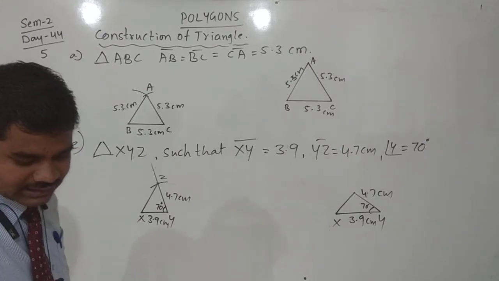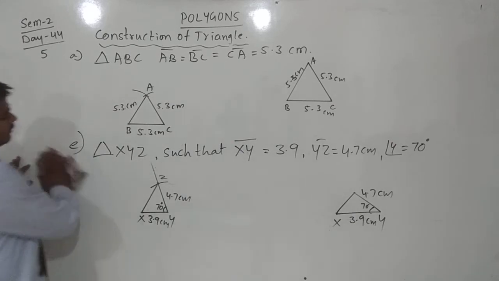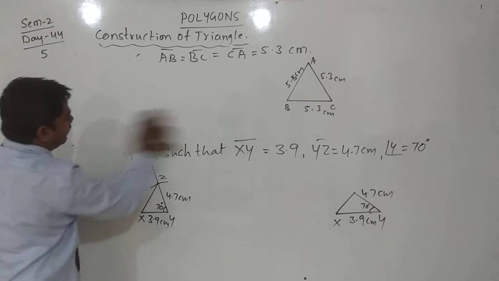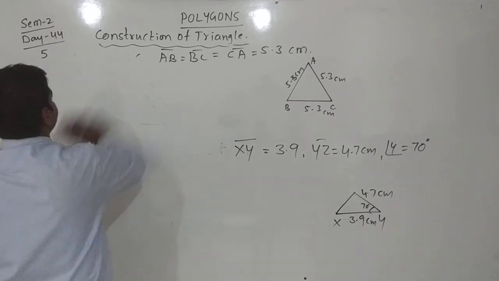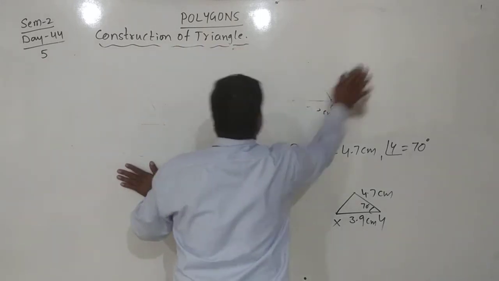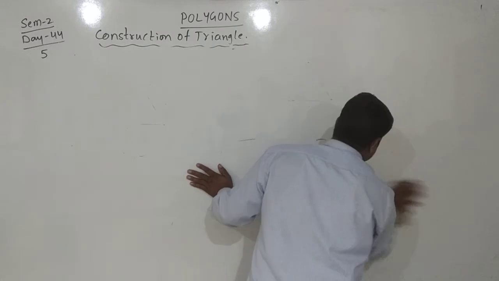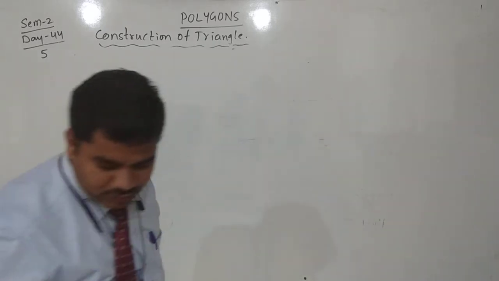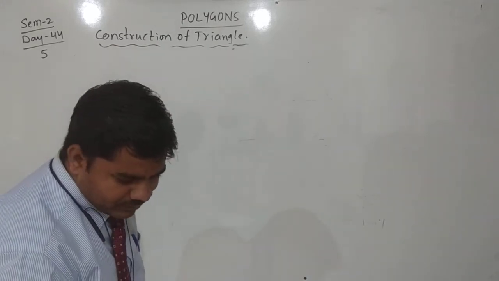Yes, and one more type of triangle construction. If two angles are given, one side is given, with the help of two angles. Third type of triangle construction. That is also very simple. Yes, one side is given, two angles are given, then we can construct a triangle. Very simple. First, you see one example we will solve from your textbook exercise only.